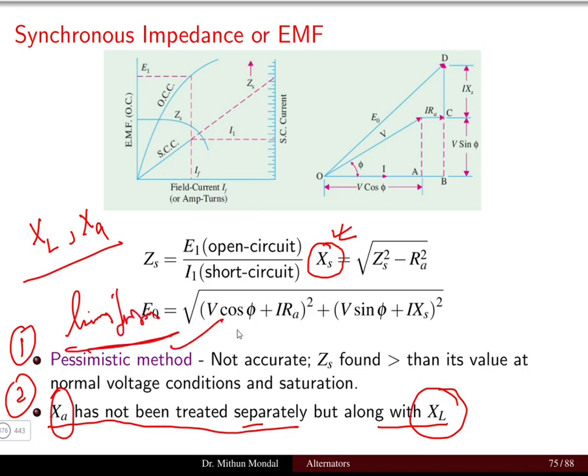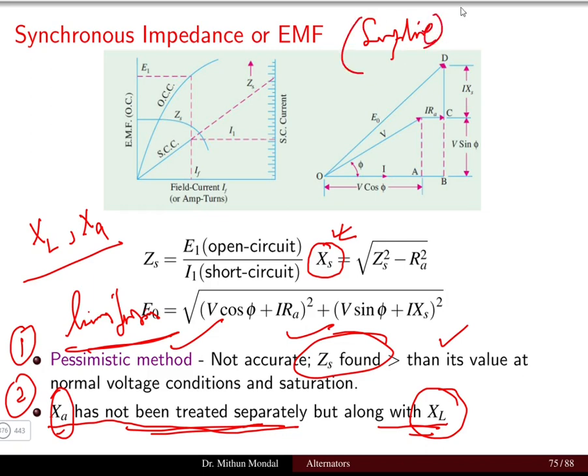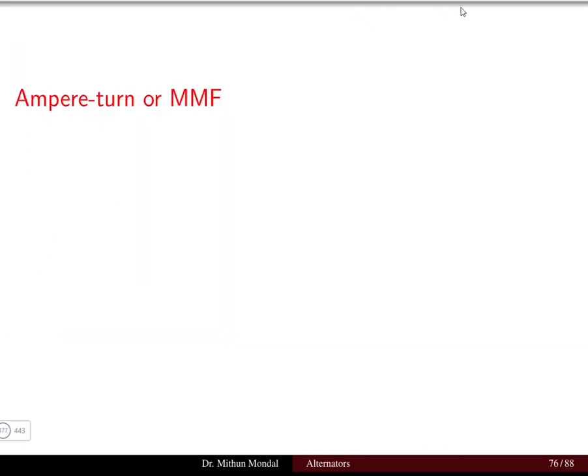With the pessimistic method, it is not accurate because the impedance found is more than the accurate value. Second, the armature reaction is not treated separately, but it is taken along with the leakage reactance of the machine. So these two limitations are there. However, the EMF method is the simple method of finding the voltage regulation.